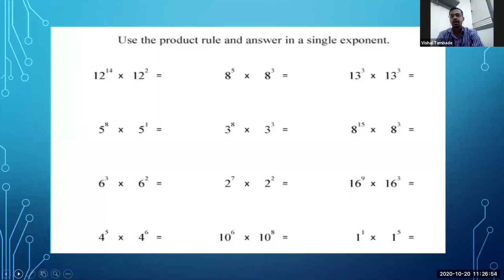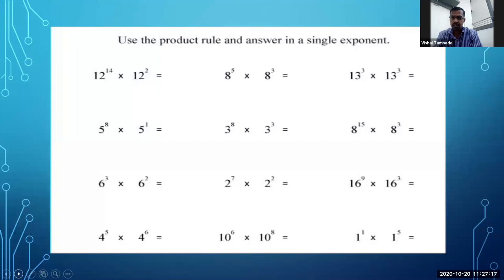Okay, next one. 8 raised to the power 5 multiplied by 8 raised to the power 3. 8 raised to the power 8. Very good. Because here the base is the same, we take 8 one time and add the powers, 5 plus 3 is 8, means our answer is 8 raised to the power 8.